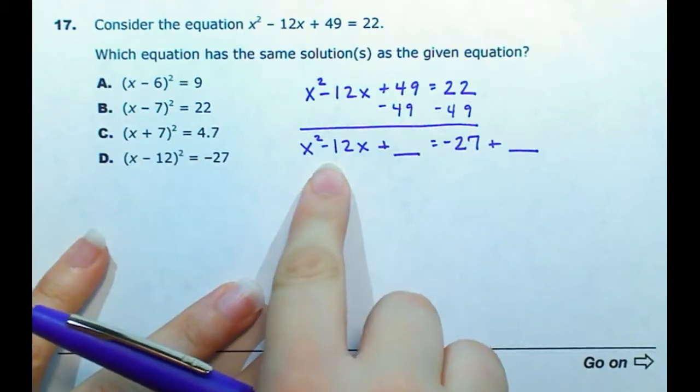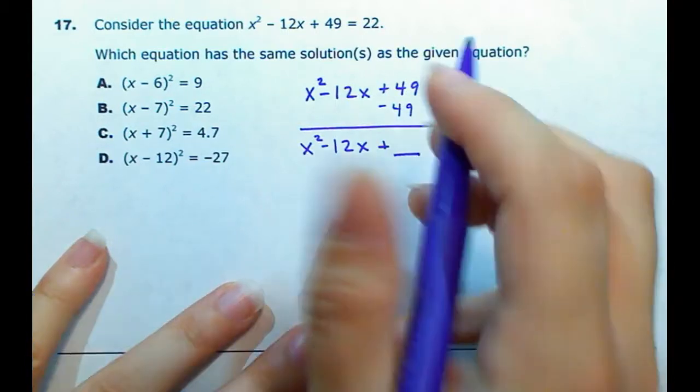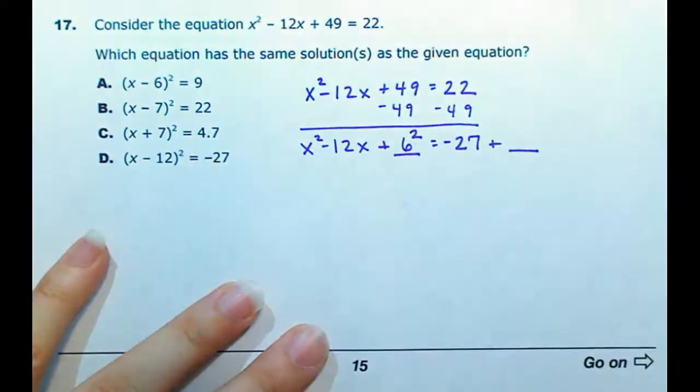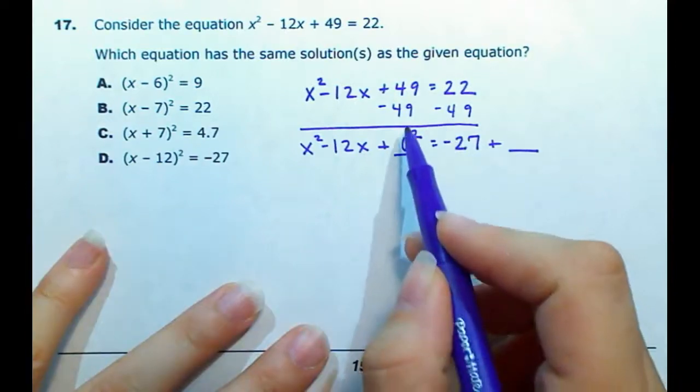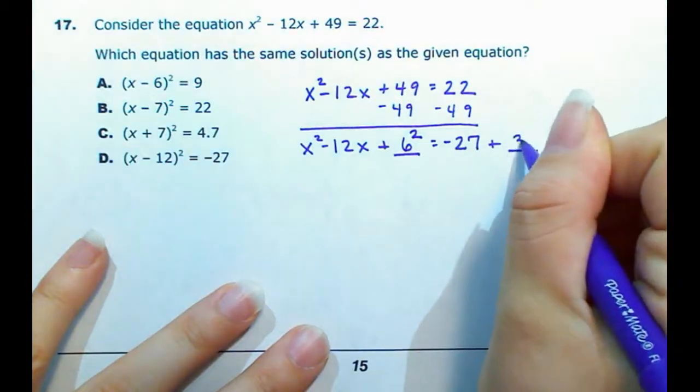So to do this, we are going to take half of the x term. So half of 12 is 6. We are then going to square it. Now, because this is an equation, whatever we do to one side, we must do to the other. So because I added 6 squared on this side, I have to add 6 squared to the right side. So 6 squared is 36.